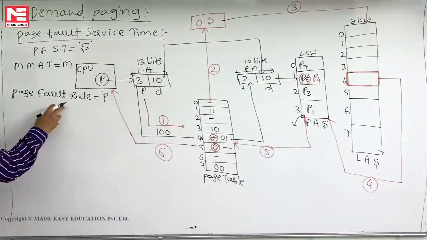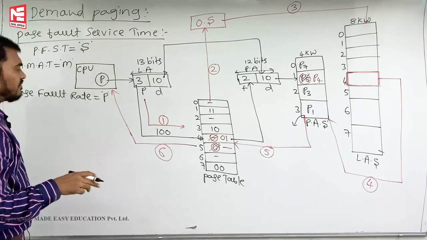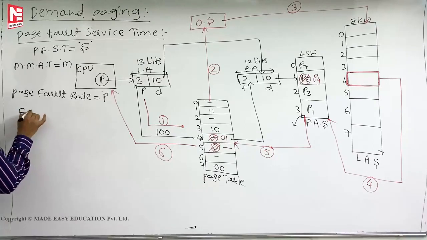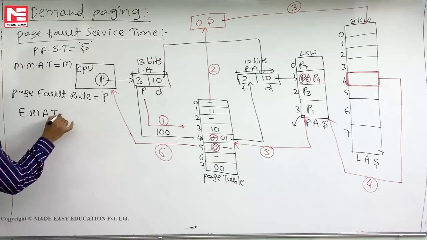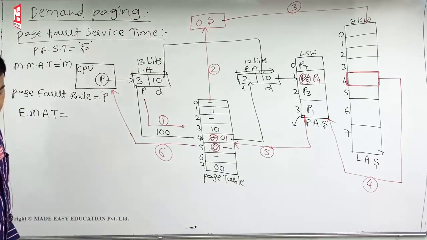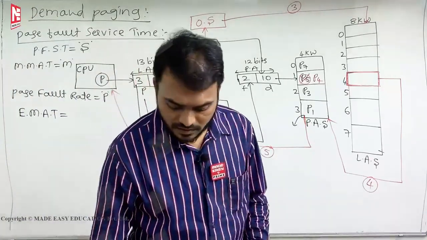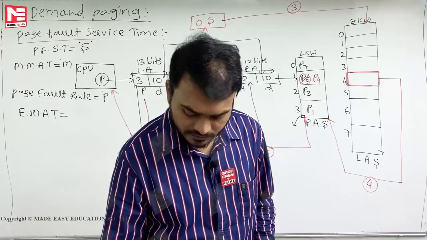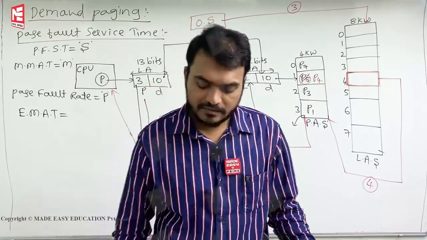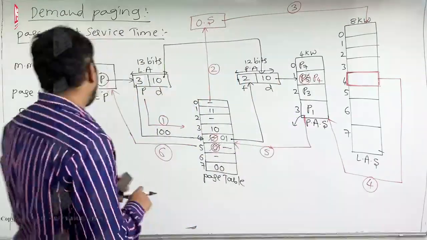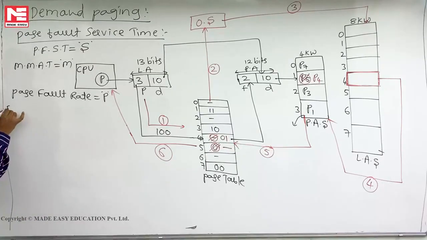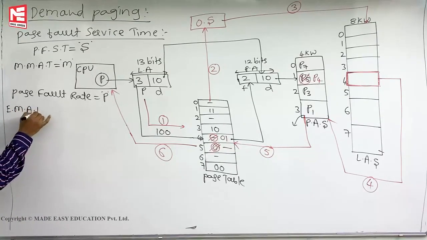Okay, no doubt. Next line, write: then the formula for effective memory access time. Okay, right. So understand here, the formula for effective memory access time. Now just listen here.